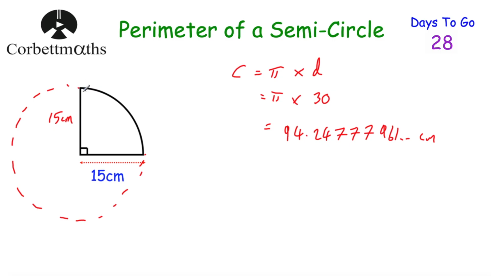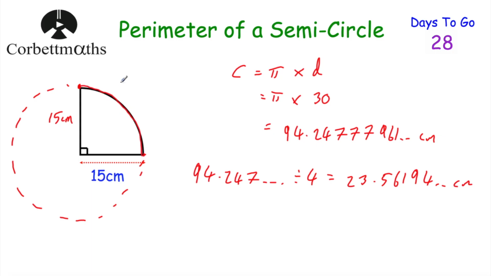Now we're going to divide it by 4 to find the length of that arc. So we're going to take our 94.247 and so on, just leave it on your calculator display and press divide by 4 and see what that's equal to. So divide by 4 and that's equal to 23.56194 and so on centimeters. So the distance from here around to here, this distance here, would be equal to 23.5619 and so on centimeters.